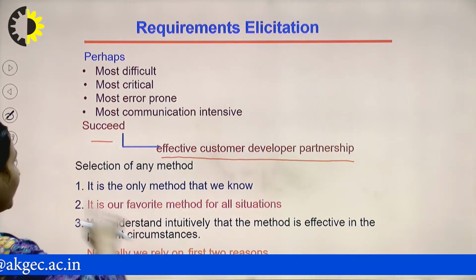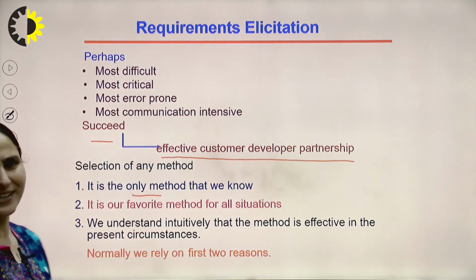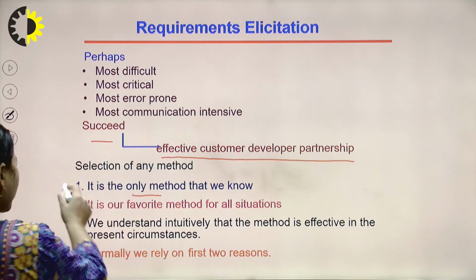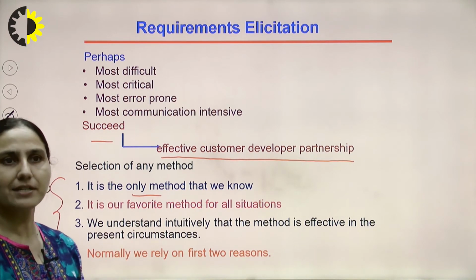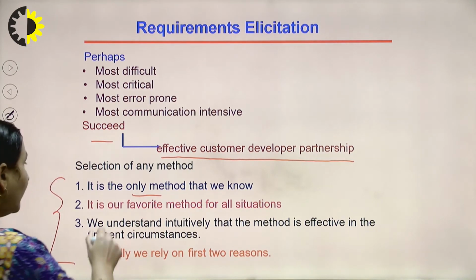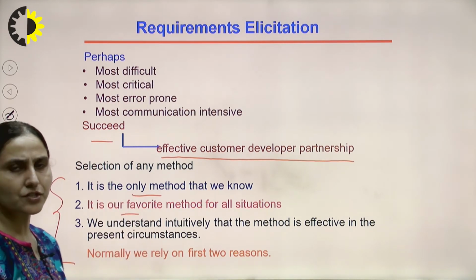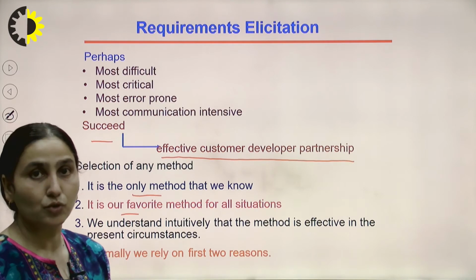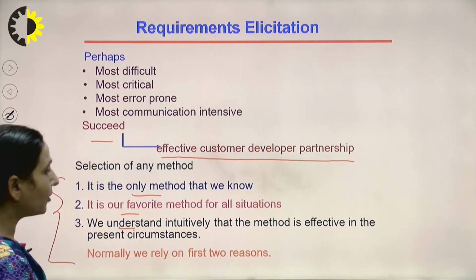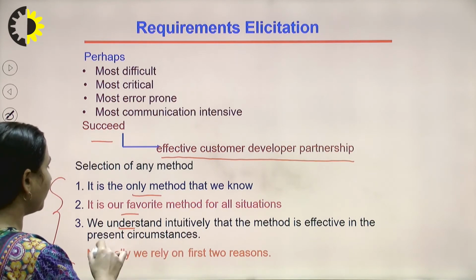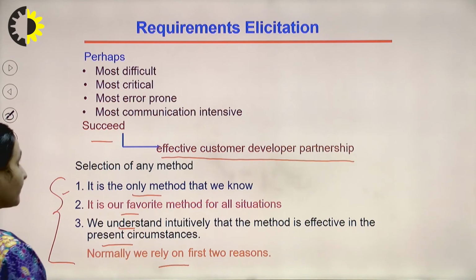Now, selection of any method: it is the only method that we know. We basically select one method or another based on these types of criteria, because it is the only method that we know. That is why we are selecting it. Or it is our favorite method for all situations, because for each and every situation we are using it. That is why we are using this particular method. We understand intuitively that the method is effective in present circumstances. So normally we rely on these methods.